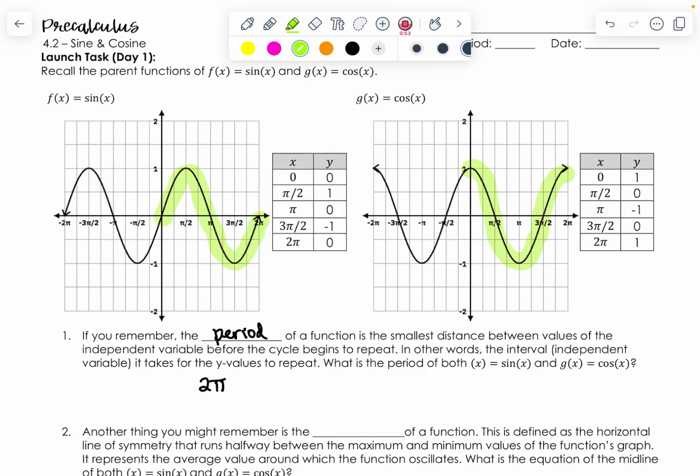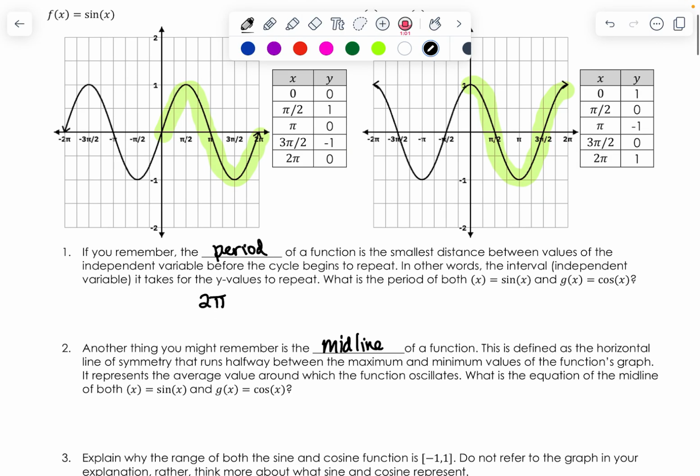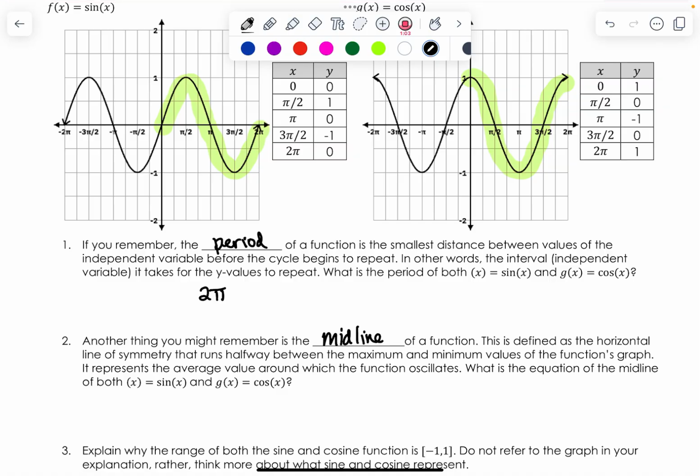Another thing you might remember is something called the midline. The midline of a function is the horizontal line of symmetry that runs halfway between the max and the min values. So what is the equation for the midline? It's y equals 0 because it is literally the x-axis.